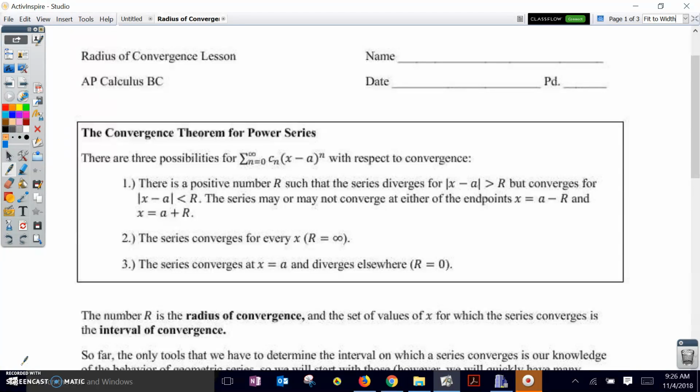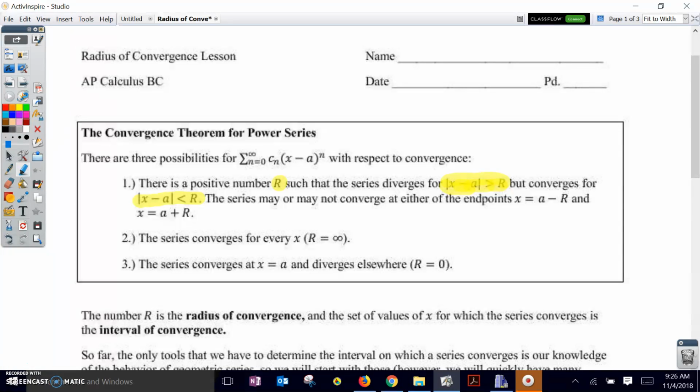With this theorem there are three possibilities as far as convergence goes. There can be some positive number r where the series diverges for all values greater than r, where we're talking about the distance from the x value to the center of the series being r, but converges for all the values less than r. R here is our radius of convergence.